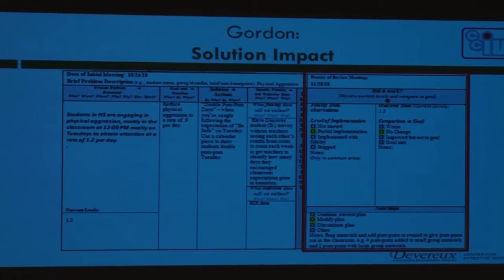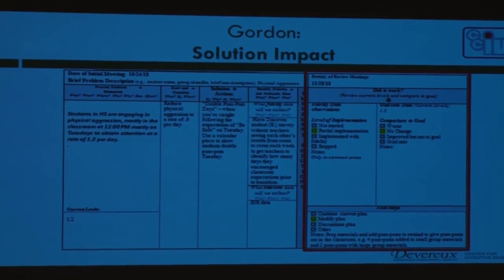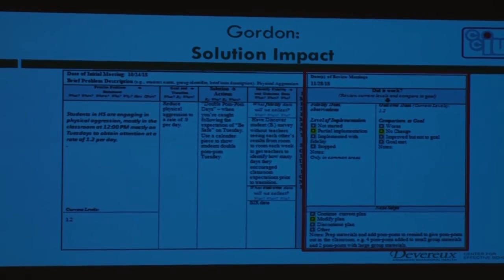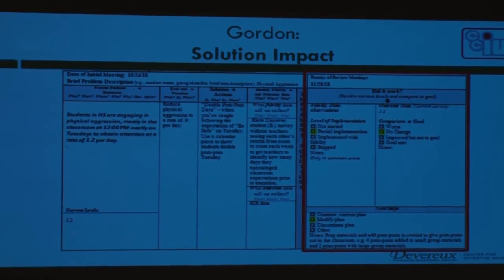We also then look at our outcome data. So our data was previously at 1.1. We're looking now and it actually is still at 1.2. So then we look at the next steps, and this is the next step within our TIPS process. We're looking at our data and we're deciding, and we're looking to see if we implemented with fidelity. We have to decide what to do next. So in this case, we opted to modify the plan. And we made sure that we prepped the materials so that all teachers had the calendar pieces and were reminded of double pom-poms on Tuesdays.